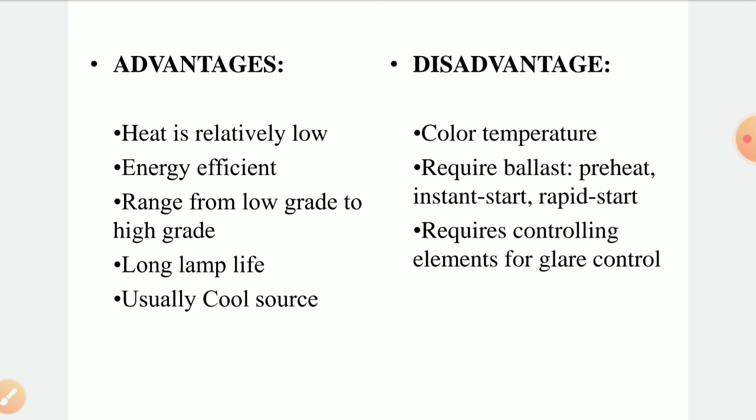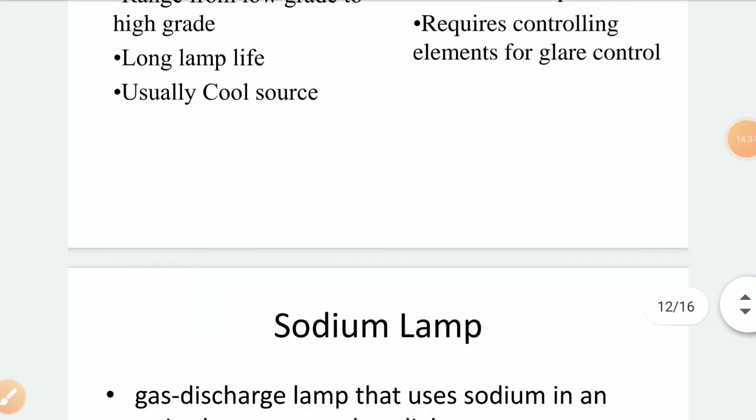The disadvantages are the color and temperature. The color is white; you cannot get different colors of lamps here. It requires a ballast, preheat, instant start or rapid start; any one type of starter is required for starting this lamp. It also requires controlling elements for glare control. So those are the disadvantages of the fluorescent lamp.